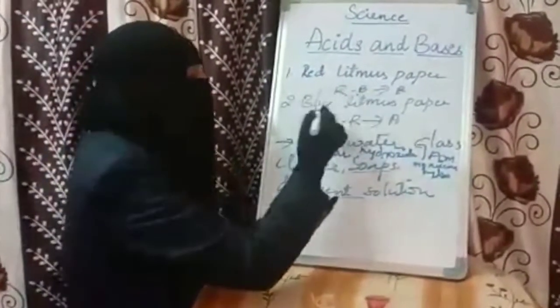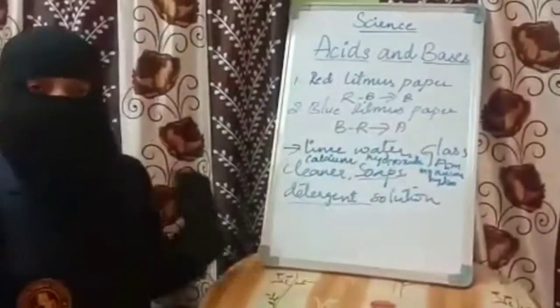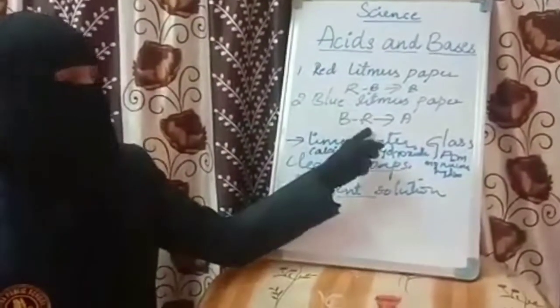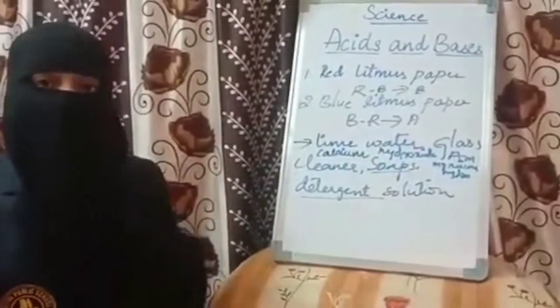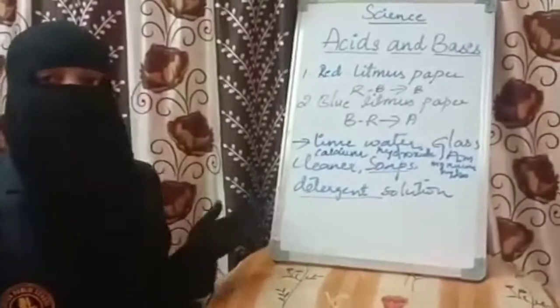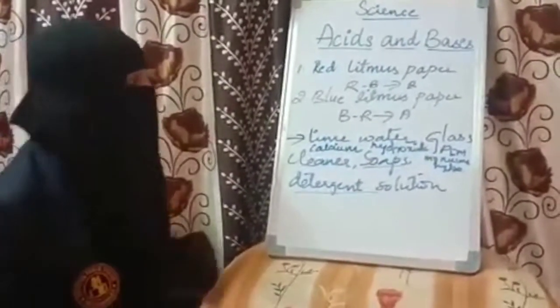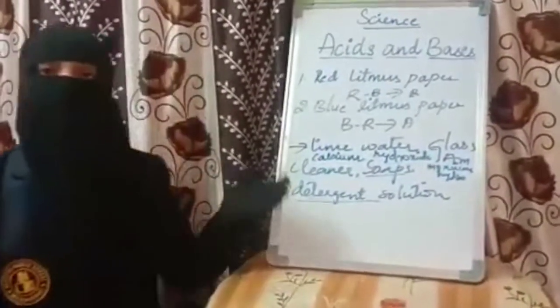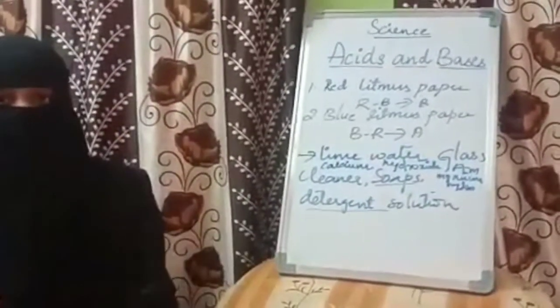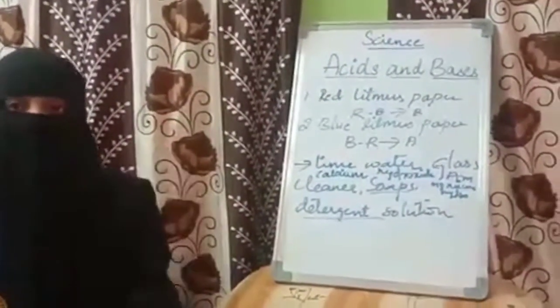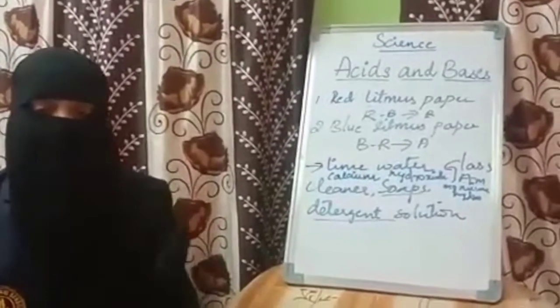Next one, here what we have seen, blue litmus paper. Acids convert blue litmus paper to red. Acids are sour to taste and they give a burning sensation. We can find natural acids in our kitchen, present in different fruits and vegetables like citrus fruits, oranges, grapes, and tamarind.